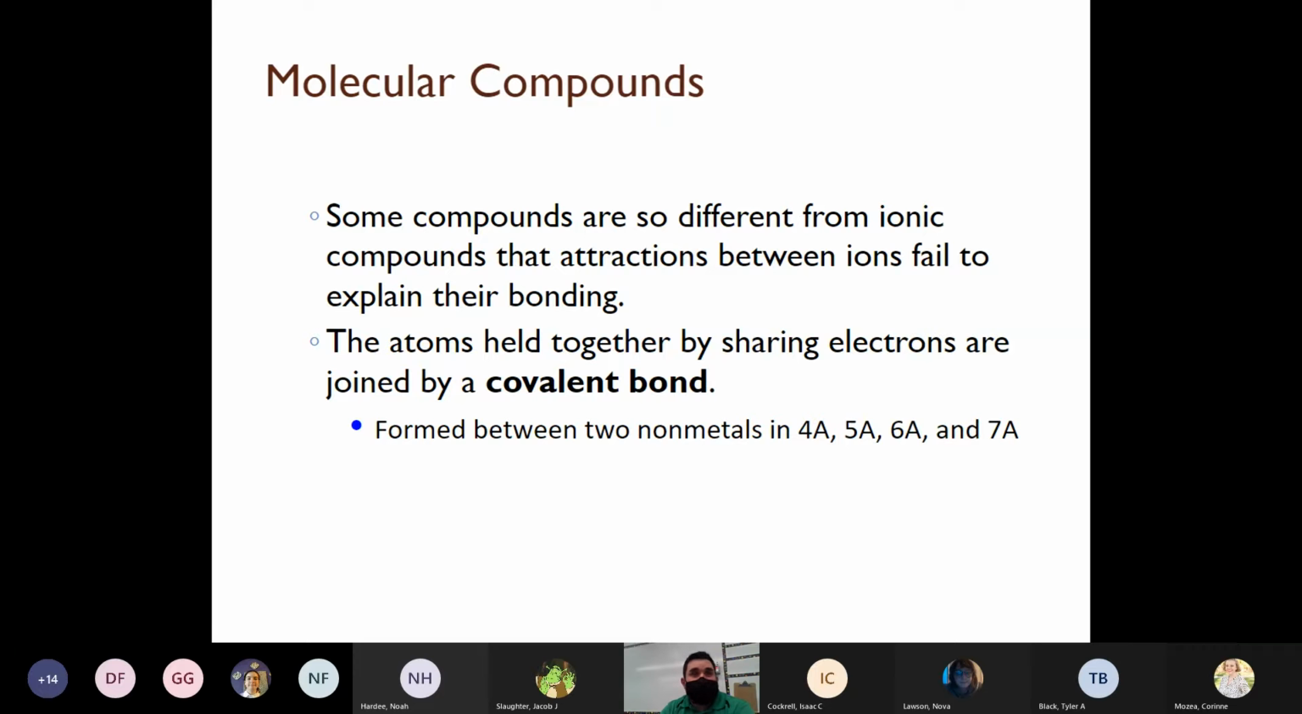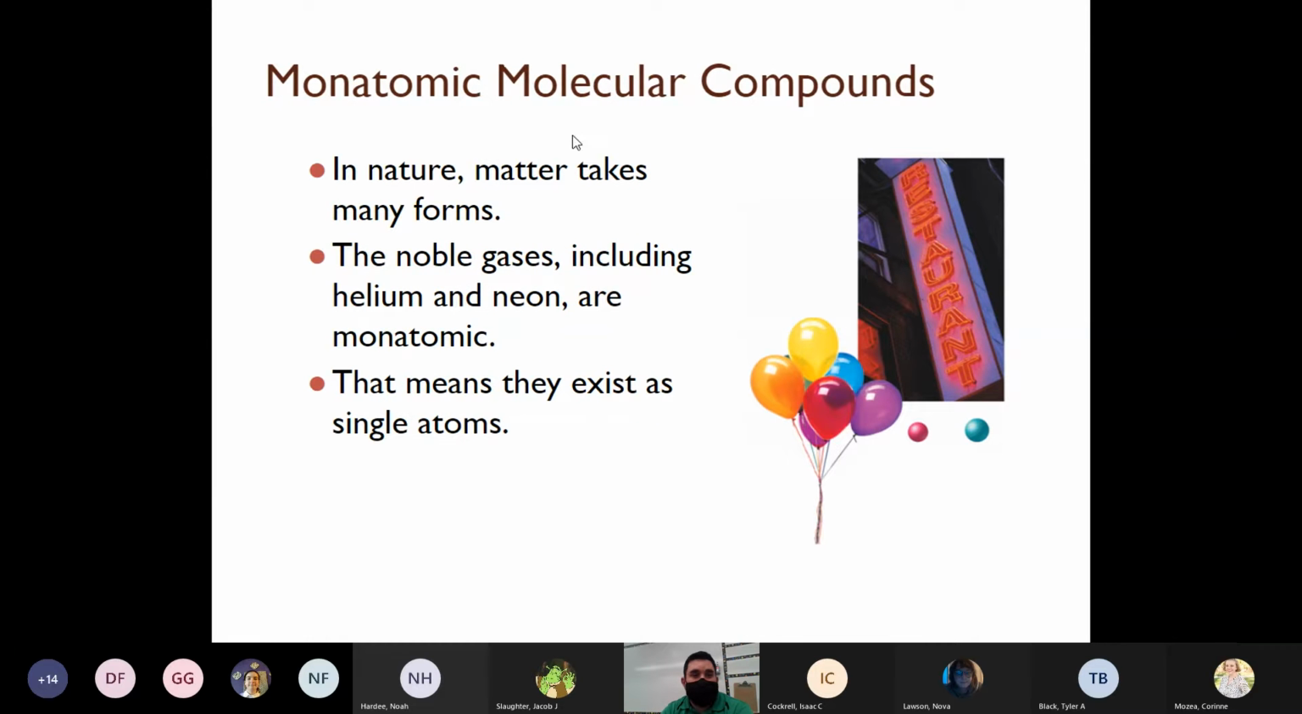So a covalent bond are atoms that want to gain electrons. You're talking about elements in the 4th, 5th, 6th, and 7th group. Okay, they want 4 more, they want 3 more, they want 2 more, they want 1 more. Then the 4th, 5th, 6th, and 7th group. Okay. So molecular compounds, these in nature, lots of different forms for molecular compound.